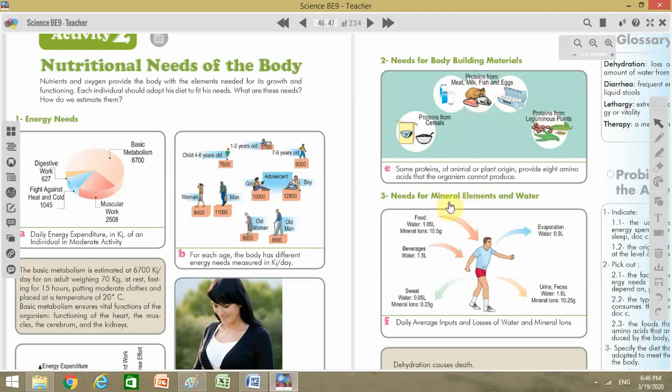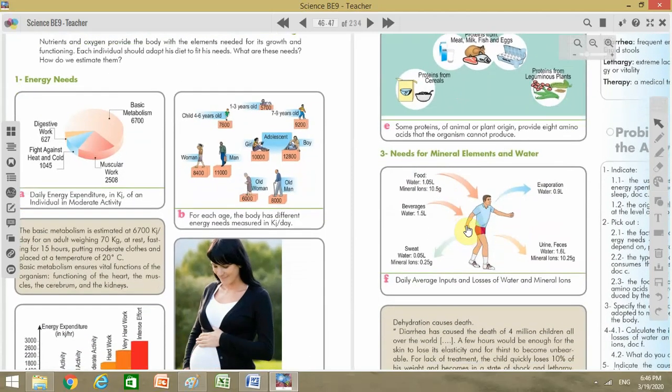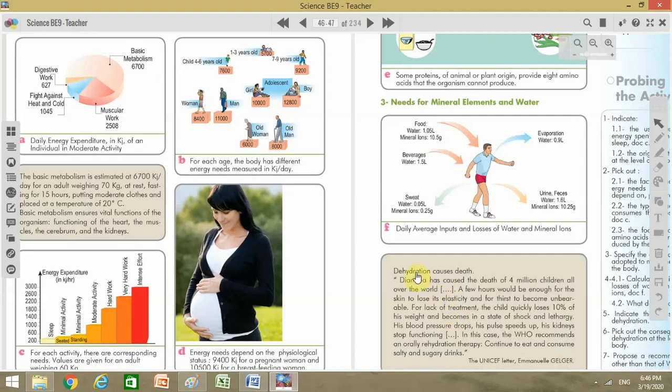The third category is mineral salts, water, and vitamins, and it's very important for us to hydrate our body with water because a high amount of water is lost during evaporation, during urination, or by sweating, and this amount of water should be supplied either by food or directly from water. And you always have to remember that 60 to 70% of our body is made up of water. And we see here that dehydration might cause death, and for example, 4 million children per year die in the world due to diarrhea because of the loss of water. And water is very important for our body because it's the medium where all the chemical reactions take place.